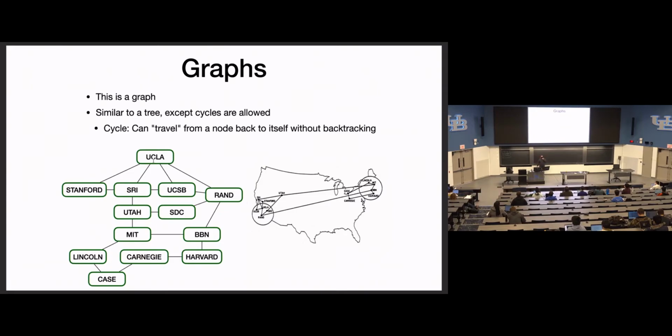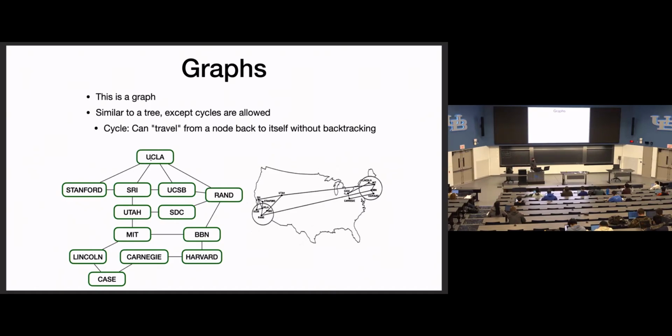Of course, this is graph week. It's going to end up being a graph. So this is our graph. And what we have are cycles. So we can travel from one node back to itself with no backtracking. So if I go from UCLA, Stanford, to SRI, back to UCLA, that's a cycle, which is never allowed in trees.